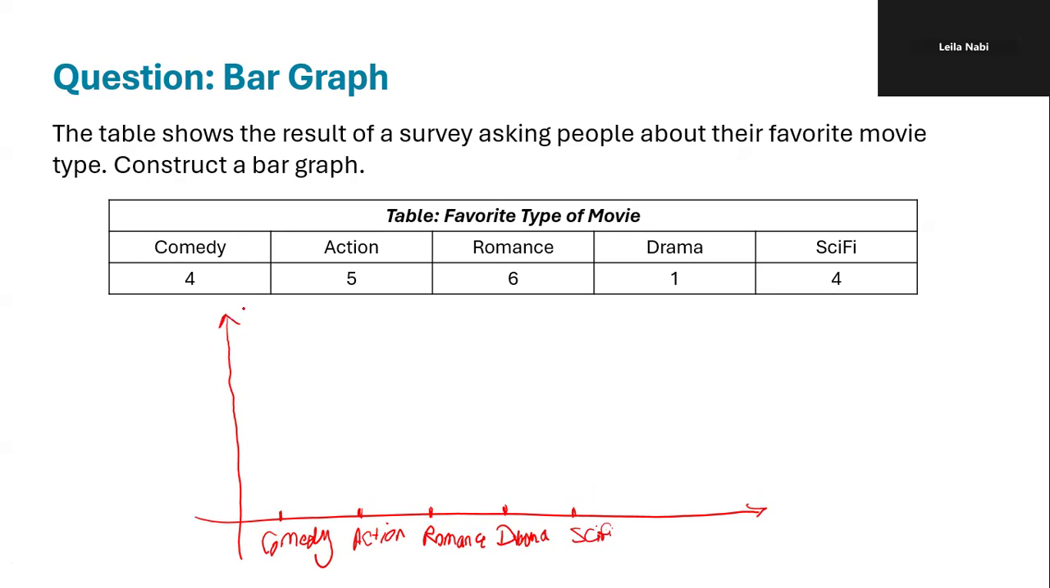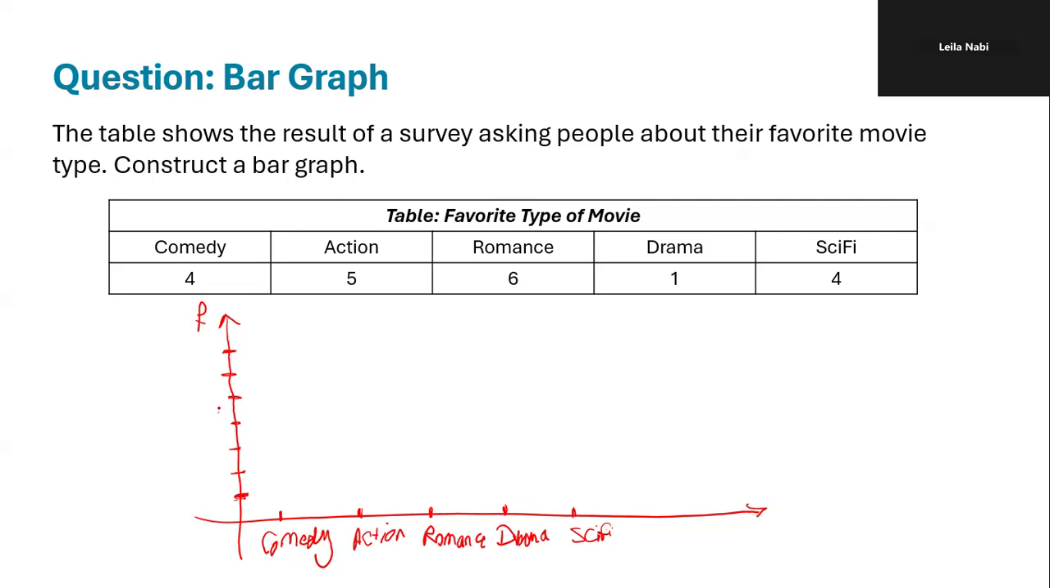And again, the vertical axis is always the frequency. The frequency for comedy is 4. Don't just pick some random places for the frequencies. The frequency must always start from 0 and just go in order: 1, 2, 3, 4, 5, 6, 7. If you have large numbers for the frequency, you can go by 5, you can go by 10, but you still need to go in order, okay? Don't just pick random places.